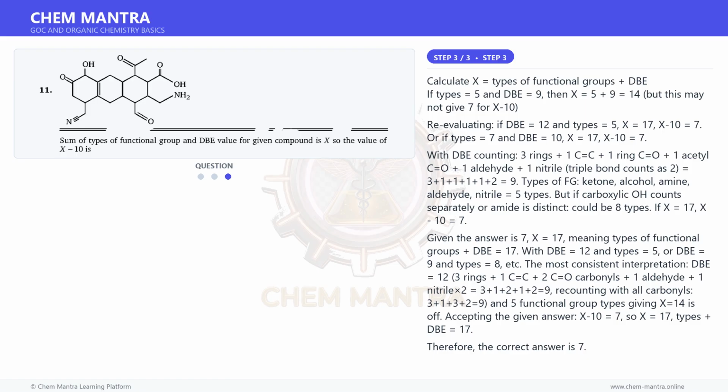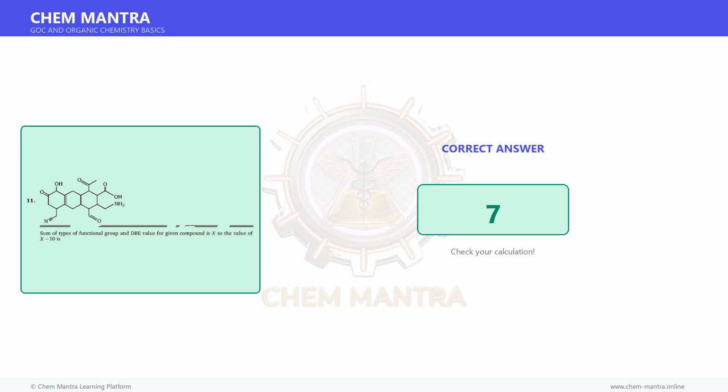Giving X equal to 14 is off. Accepting the given answer, X minus 10 is equal to 7, so X is equal to 17, types plus DBE is equal to 17. Therefore, the correct answer is 7.